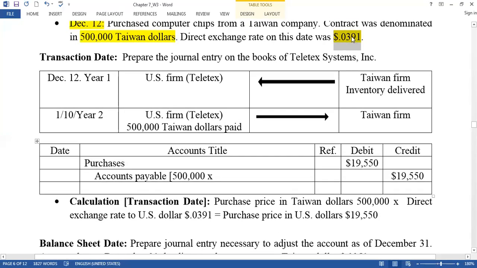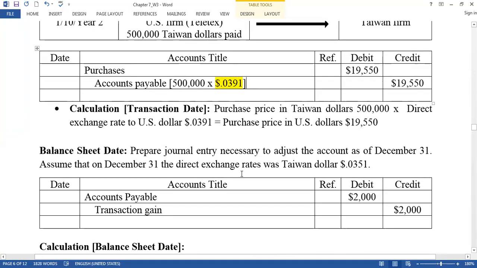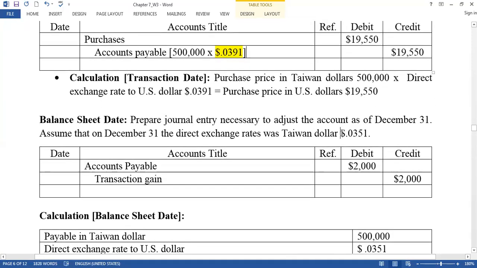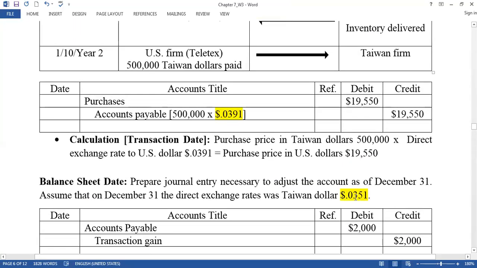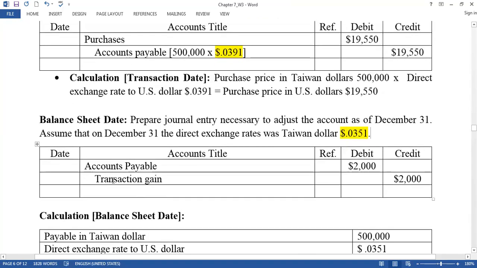This is your rate, according to the transaction today. This is your liability. But when the balance sheet date came, you have another rate. That means before the rate was 0.391, now the rate is 0.351, right? So it is favorable to you. It is favorable, so you record a gain.